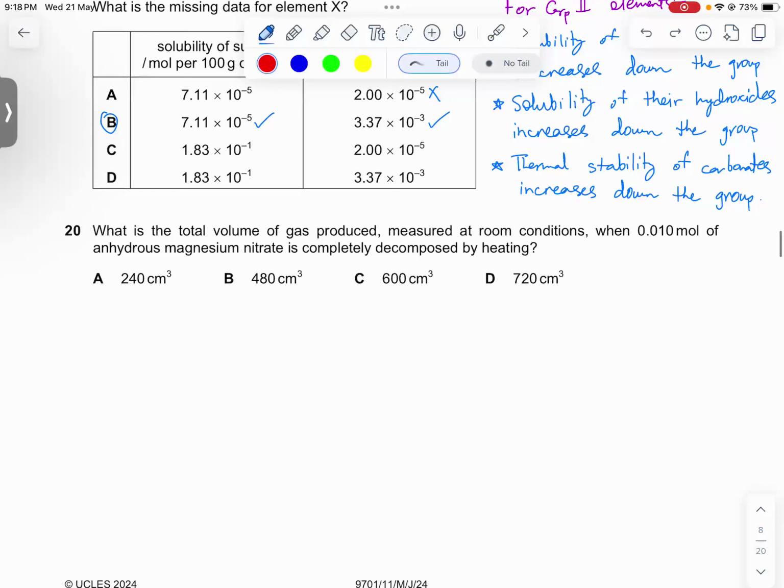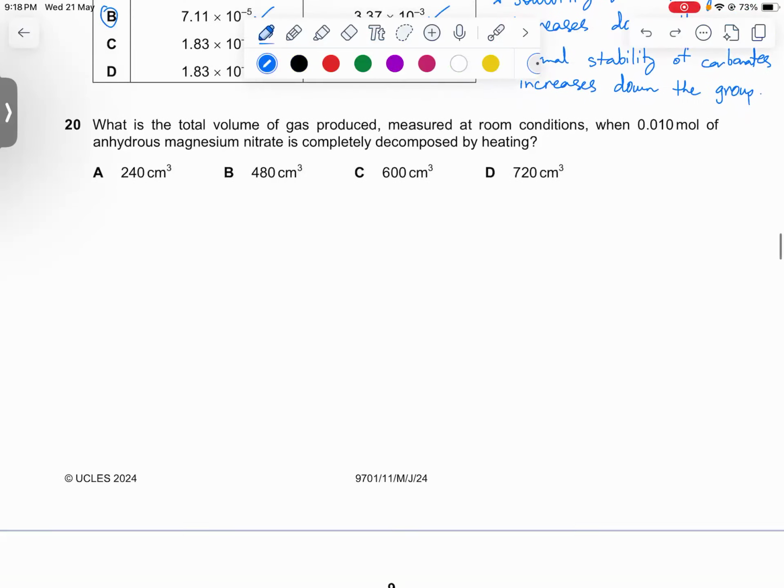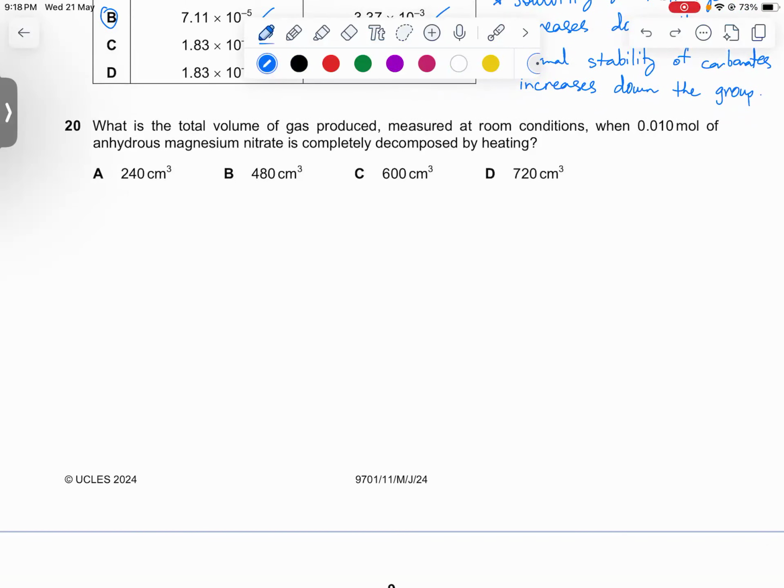All right. Next question. What is the total volume of gas produced measured at room conditions when 0.1 mole of anhydrous magnesium nitrate is completely thermally decomposed by heating? So for that, we need to write down the equation. We know to calculate the volume of gas, we write the equation volume equals mole multiplied by 24,000, because the answers, as you can see, are in centimeter cube. All right, 24,000. So now we have to write the equation so that we can solve this question.